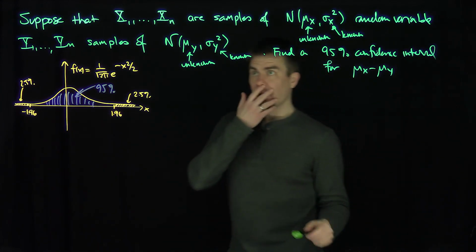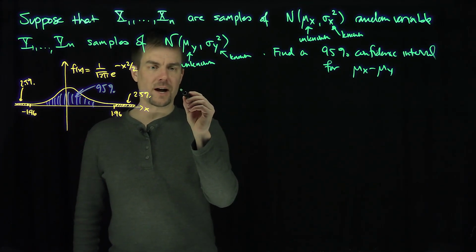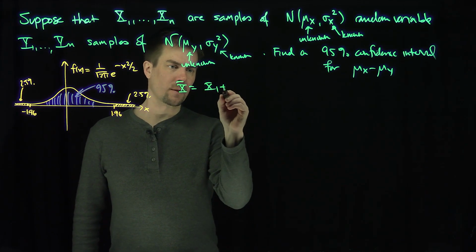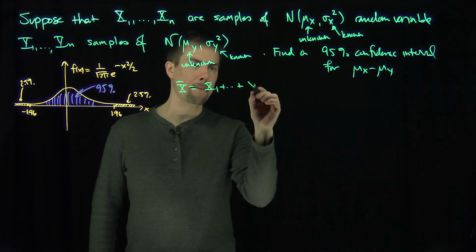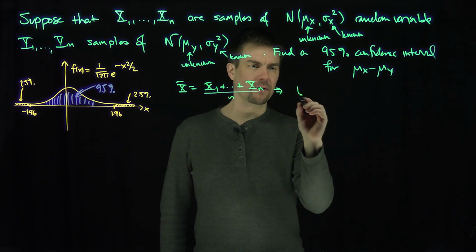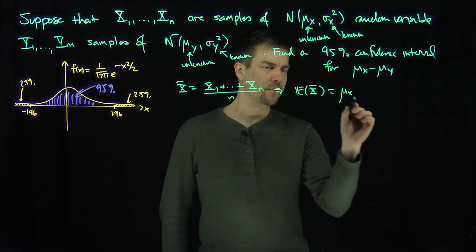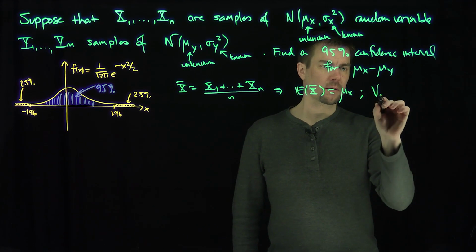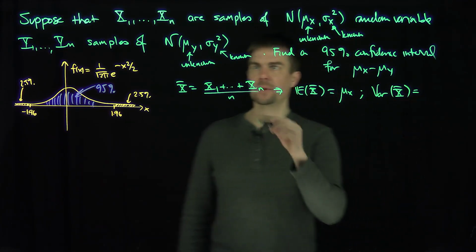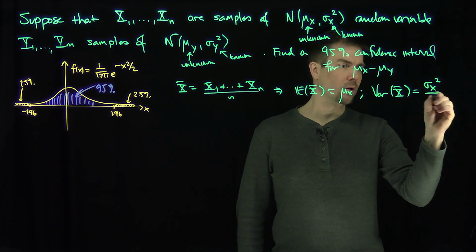Now I want to look for an estimator, and I'm going to use a natural choice. I'm going to consider x bar, the sample mean. X bar is just x1 plus all the way down to xn, over n. Then I know the expected value of x bar is mu x, and the variance of x bar is sigma x squared over n.